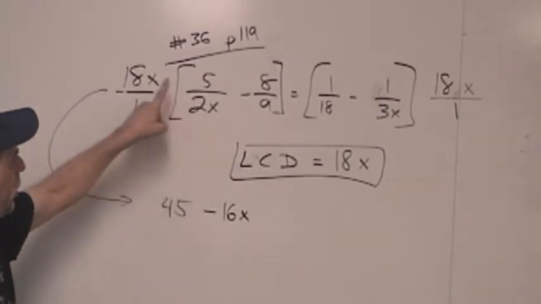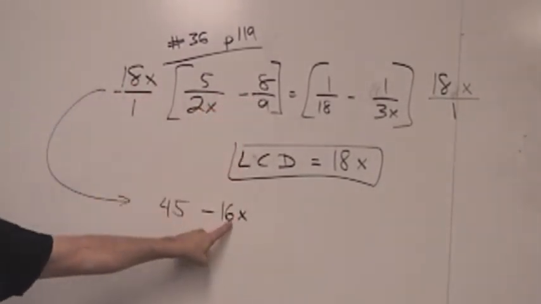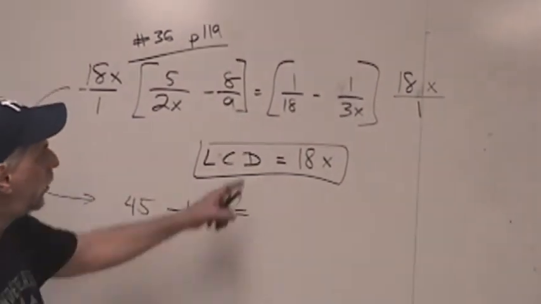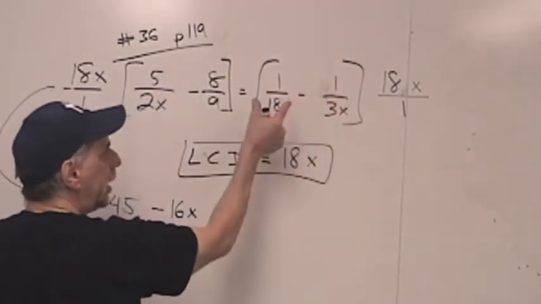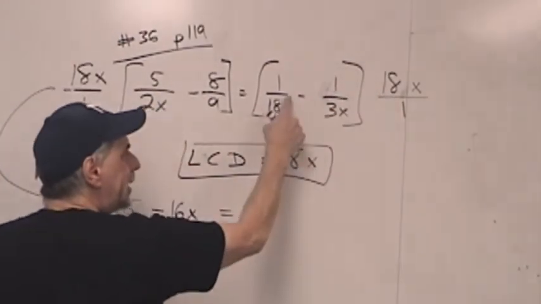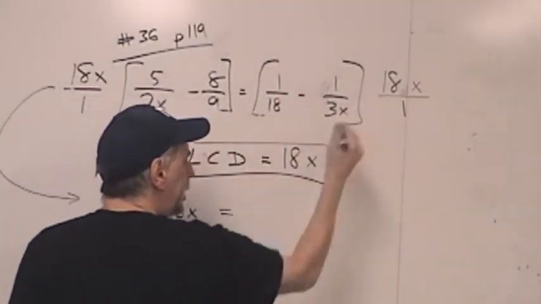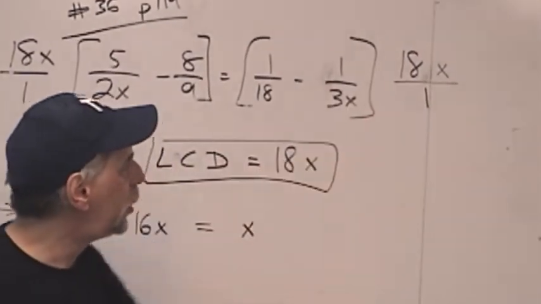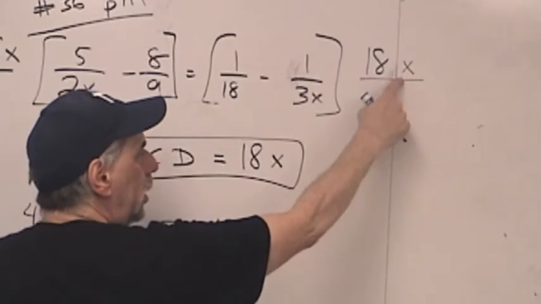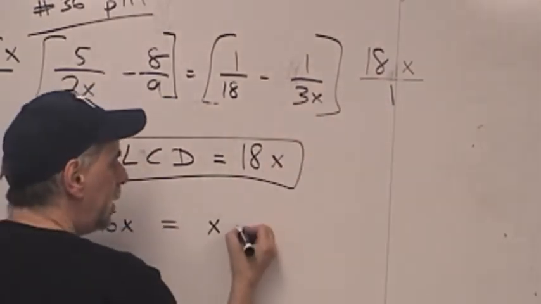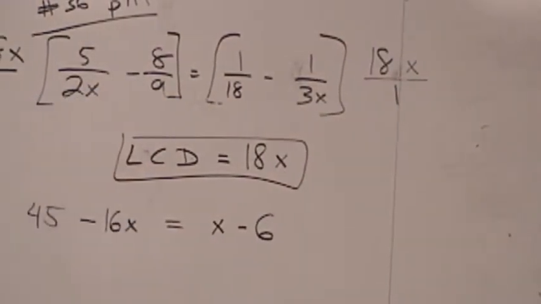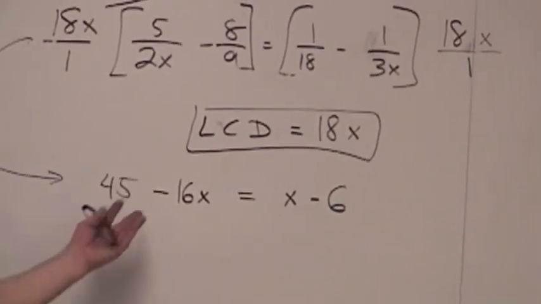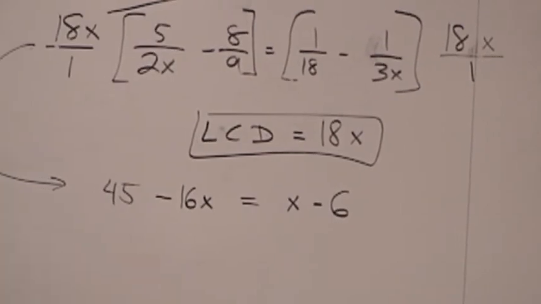18 over 9 is 2, 2x times negative 8 to get the negative 16x. And similarly, over here, this fraction times this fraction, the 18's cancel out, so I'm just left with the 1 times x. And this fraction times this fraction, the x's cancel out, 18 over 3 becomes 6, so I'm left with x minus 6. And now again we're back to hopefully familiar territory, linear equation, no fractions, gather the x's together, solve for x.